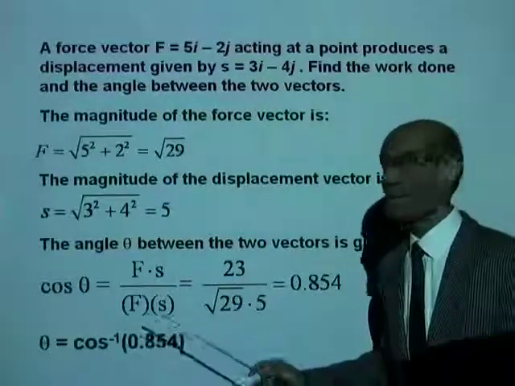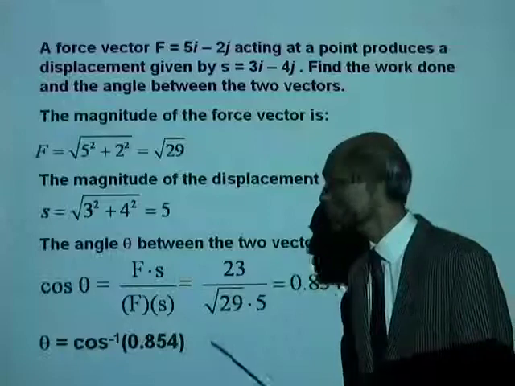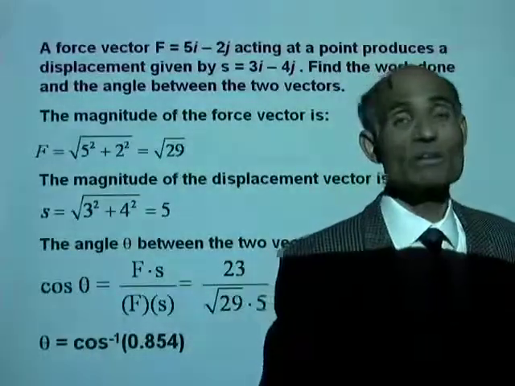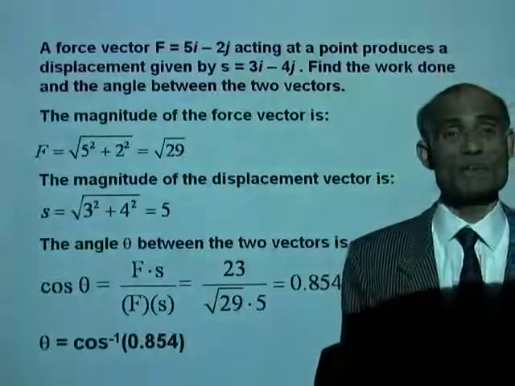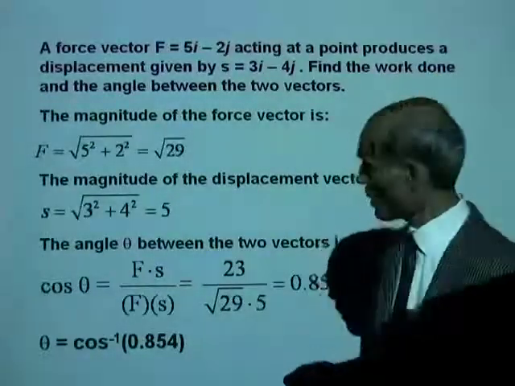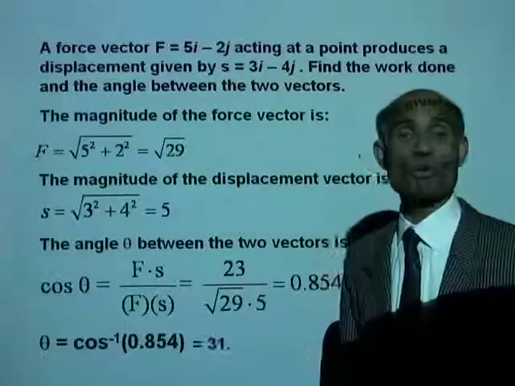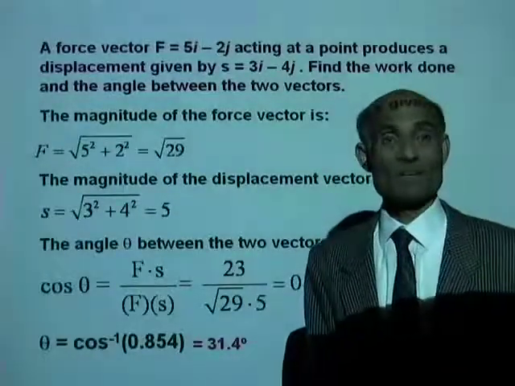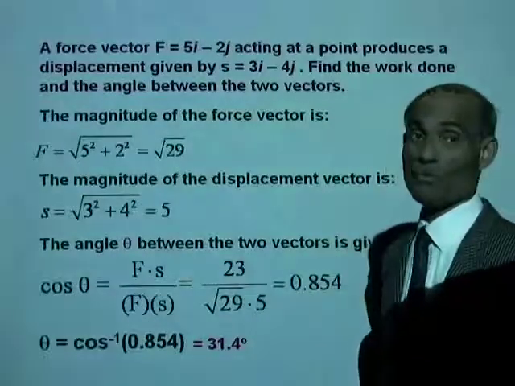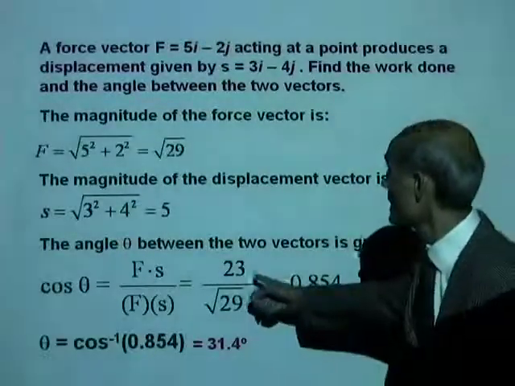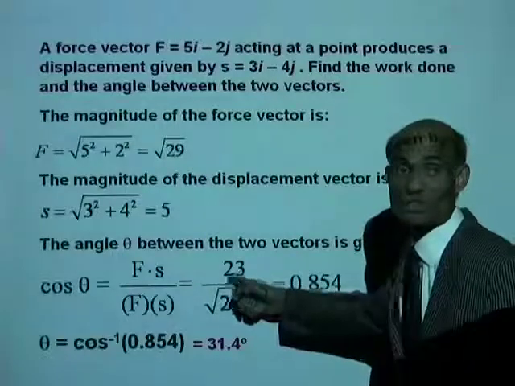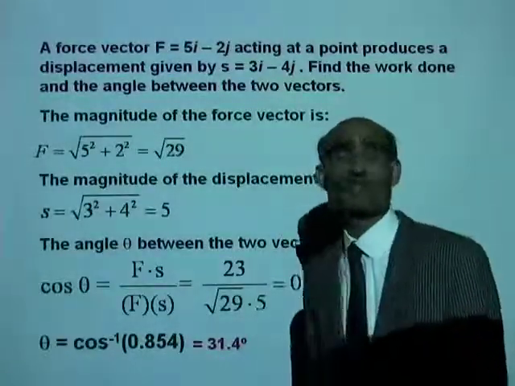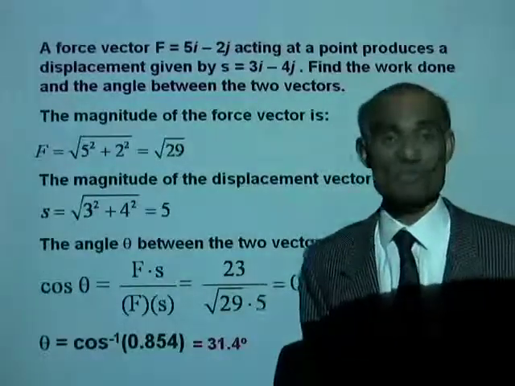That is 0.854. Therefore, theta equal to cos inverse of 0.854. Do that on your own and see what you get. Cos inverse of 0.854 is 31.4 degrees. So the work done we calculated as 23 joules. That is the work done. And the angle between the two vectors is 31.4 degrees.